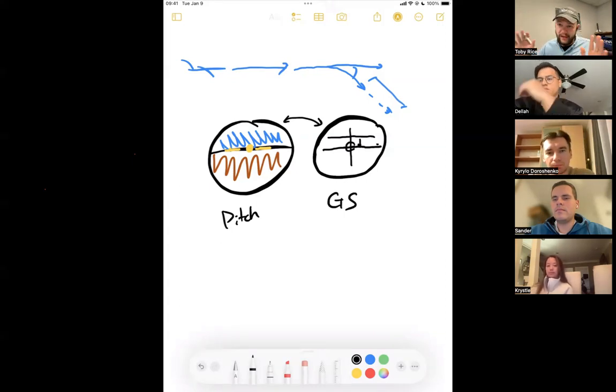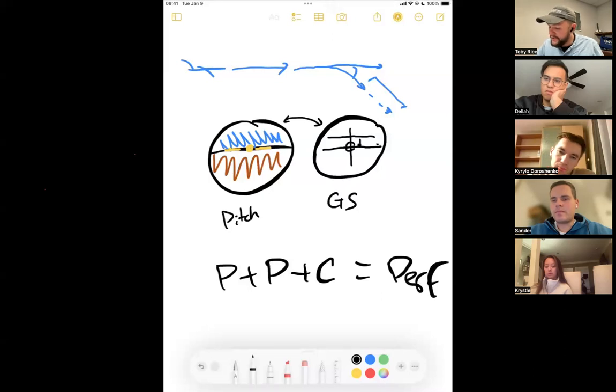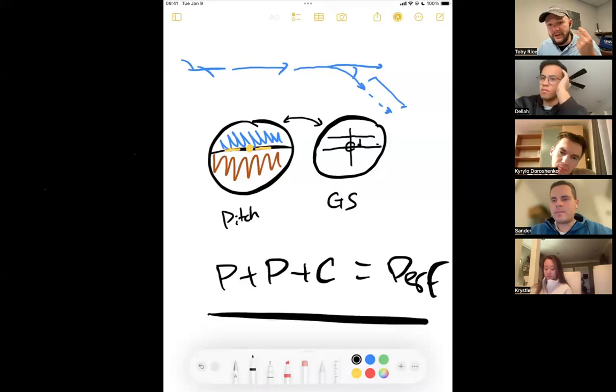Now, as I was saying, I recommend pitch plus power plus configuration equals performance. That's obviously the best way to do it. But if you need a small correction, I recommend pitching for your glide slope.